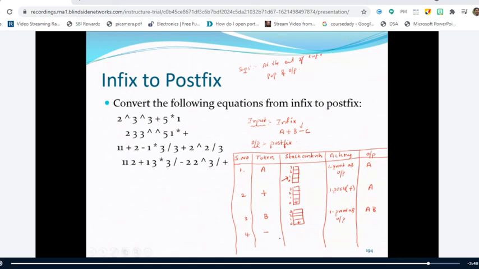Equal, sir. When it is equal, what did I tell you? You have to perform two operations. One is pop and print, and then push the incoming token, plus or minus. So you have to push this operator, right? So what happens to this plus? It is popped and placed as the output, and the only operator present inside the stack is minus. Is it clear up to this point?